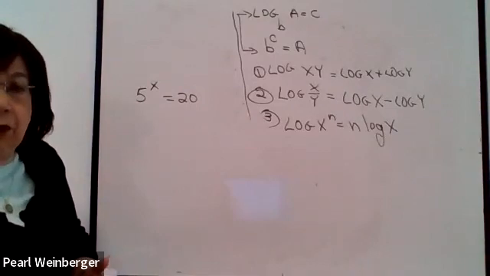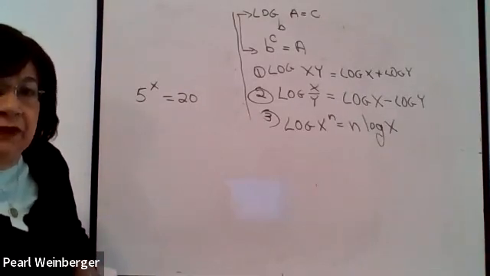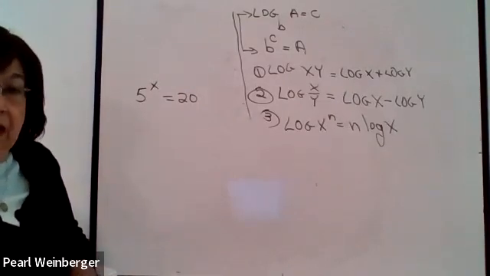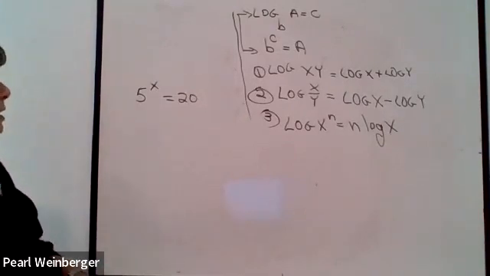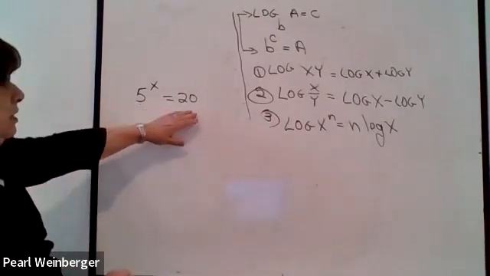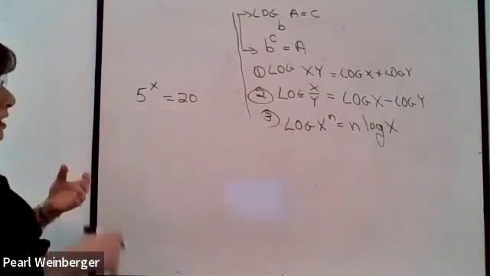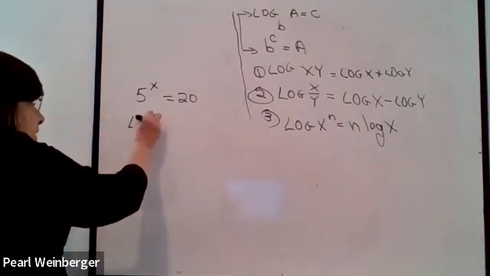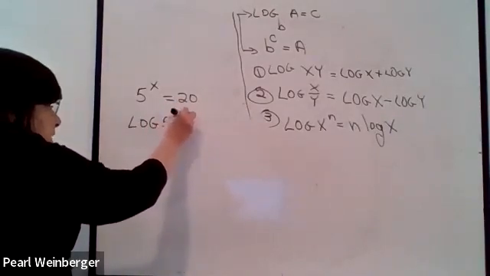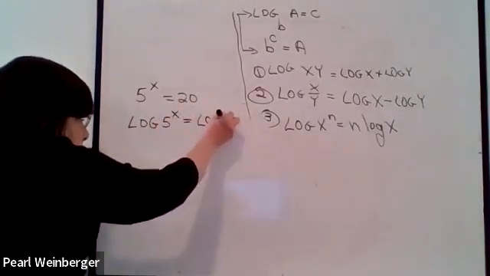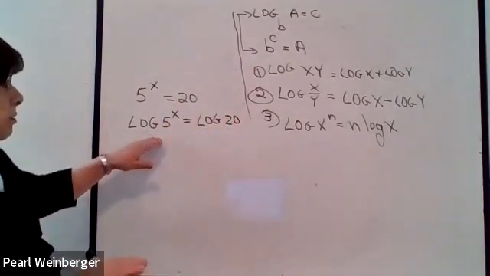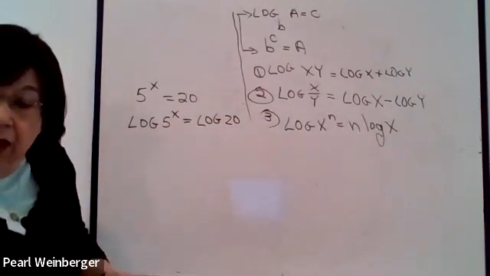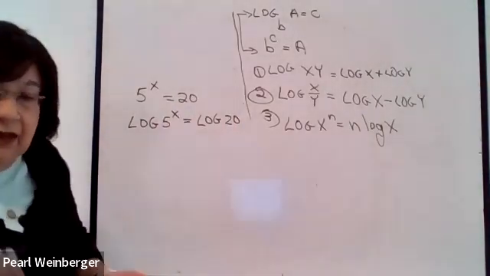It's not possible to get both sides in terms of the same base. But there is something that can be done using logs. What we're going to do is we're going to take the log of both sides. When I say take the log, I'm going to put the word log in front of it. The log of 5 to the x will equal the log of 20. In other words, obviously, if the two numbers are the same, then if I put them into my log and press my log button, I get the same exact answer.